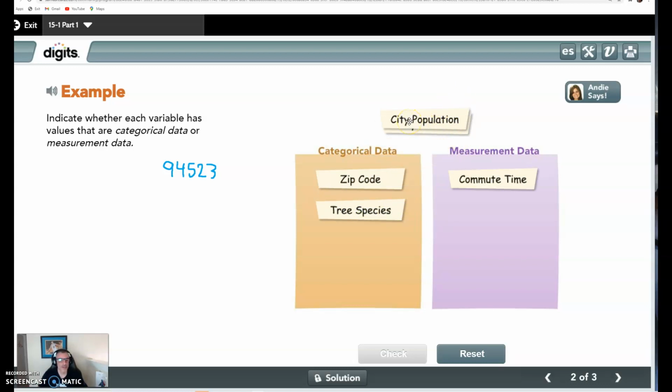City population. Absolutely, can you measure that, right? They go up, they go down. Concord has like 110,000 people, right? That's a measurement. You literally count the number of people.